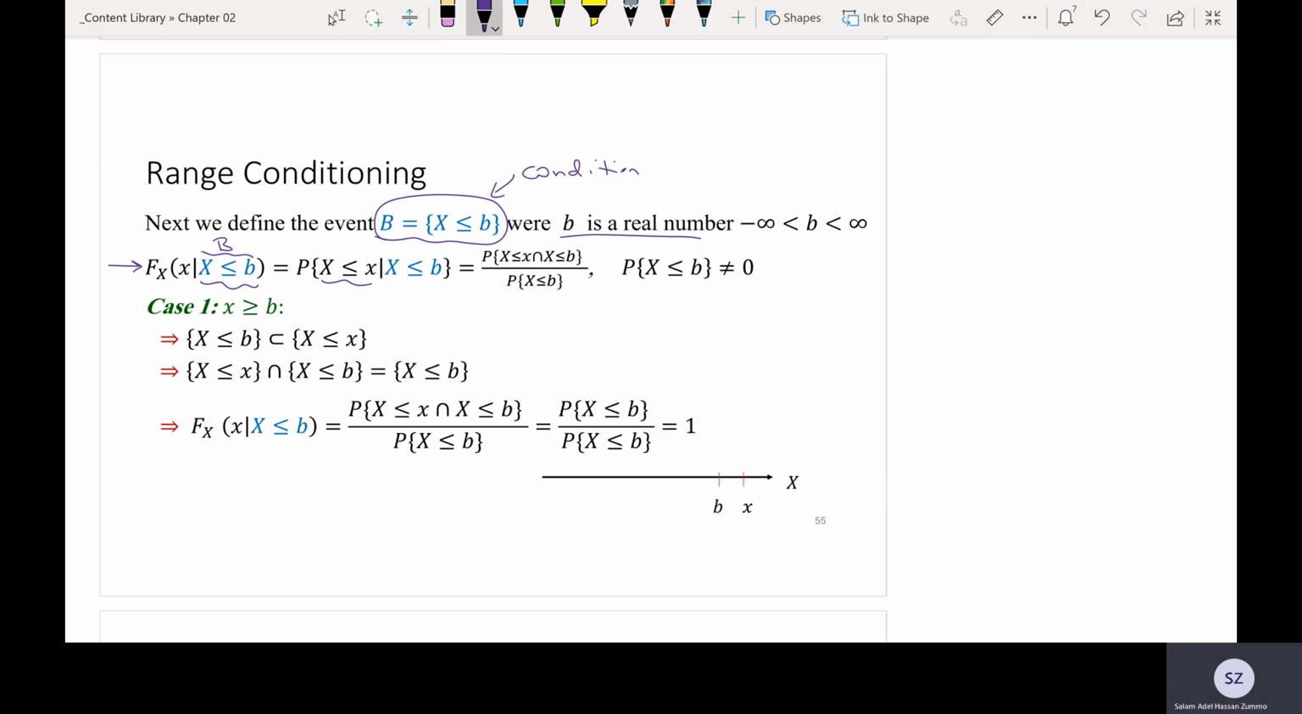Now, using the conditional probability, this is equal to the probability of the intersection between these two events, X less than or equal to x and X less than or equal to B, divided by the probability that X is less than or equal to B, which will be equal to different things depending on where B is located. The first case is when B is less than x.